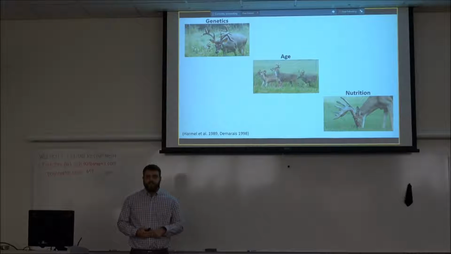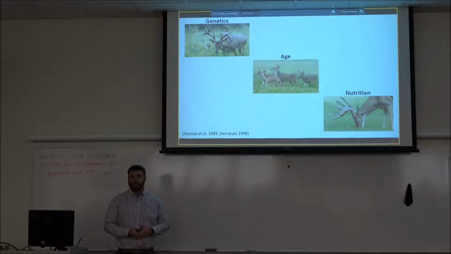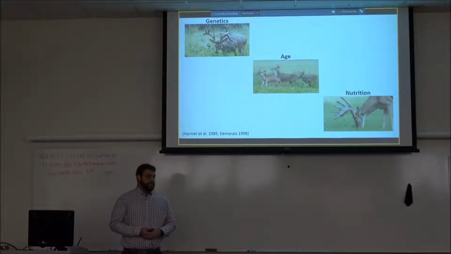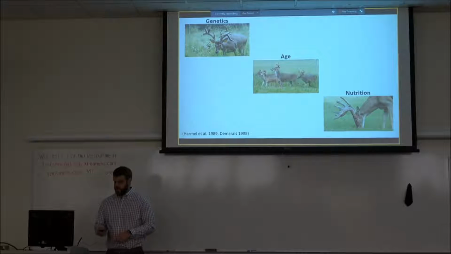Other factors include age. We know that deer aren't going to express their full phenotypic potential until they reach maturity, and then nutrition is another really important factor in that equation. If you don't have high-quality nutrition available, an individual is never going to reach its full phenotypic potential. So we know that these three things are major influences on phenotype.